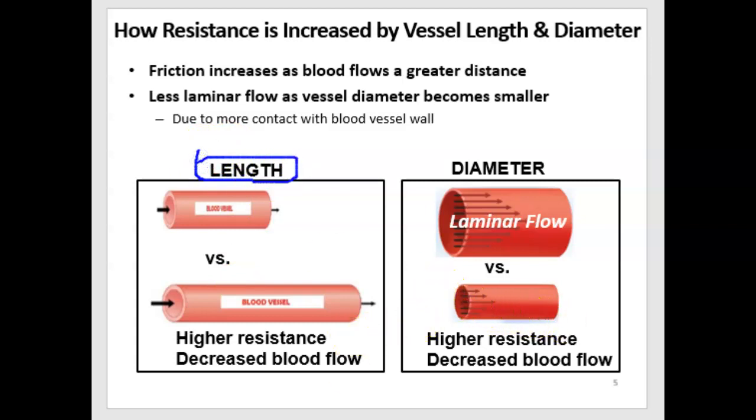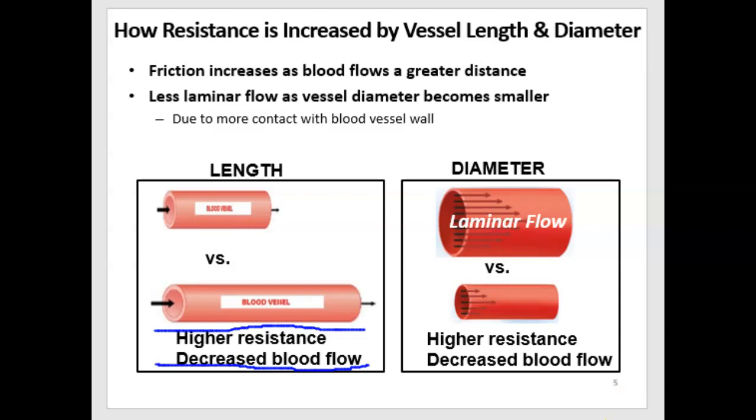Resistance increases as length increases because blood flow slows down as it hits against more solid tissue of the blood vessel wall. So in this short vessel, the blood encounters the wall of the vessel for a shorter period of time than it does when it's traveling a further distance. So as the blood keeps moving, resistance builds as the blood encounters friction against the blood vessel wall. So in the longer vessel, we have higher resistance and decreased blood flow.